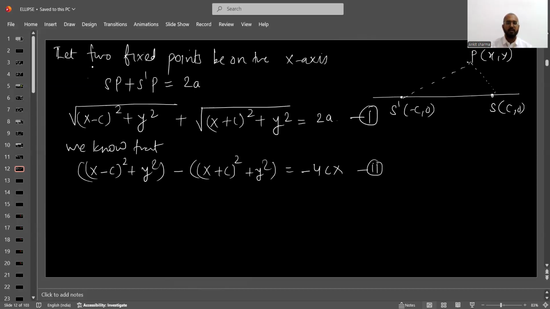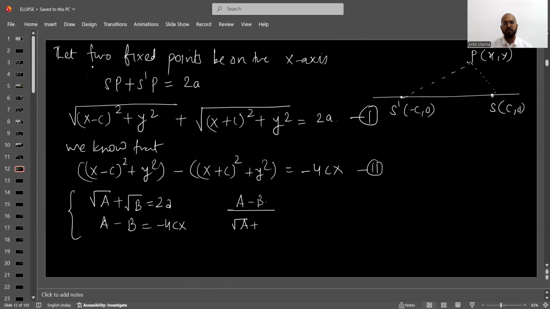If you see the algebra part, this is basically root of a plus root of b is equal to 2a, and equation 2 is nothing but a minus b is equal to minus 4cx. So if I divide this equation, a minus b, by root of a plus root of b, I get minus 4cx over 2a. So a minus b over root of a plus root of b could be written as root of a minus root of b is equal to minus 2cx over a.